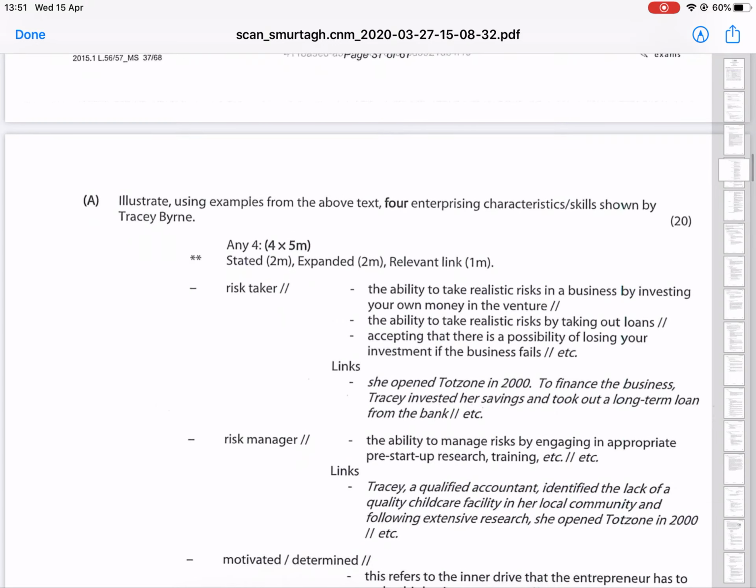Now, guys, this is a question we have done lots and lots of times on the board in class. You have multiple examples of this. Remember to state, explain, example. You can see the marking scheme there: state 2 marks, expand 2 marks, relevant link 1 mark. So for any 4 of the huge number we've put up on the board that are relevant, you state your skill or characteristic, you explain it, and then you link it to the text.